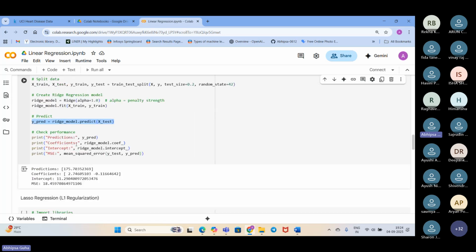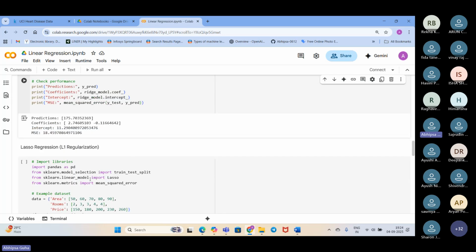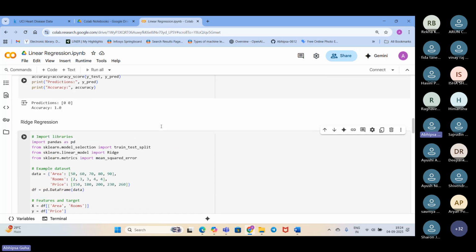We have checked the coefficient values, that is B1, B2, which have been predicted. Then the intercept value, that is B0, we have checked, and the MSE, that is the mean squared error. Understood, guys, how we will be plotting it?